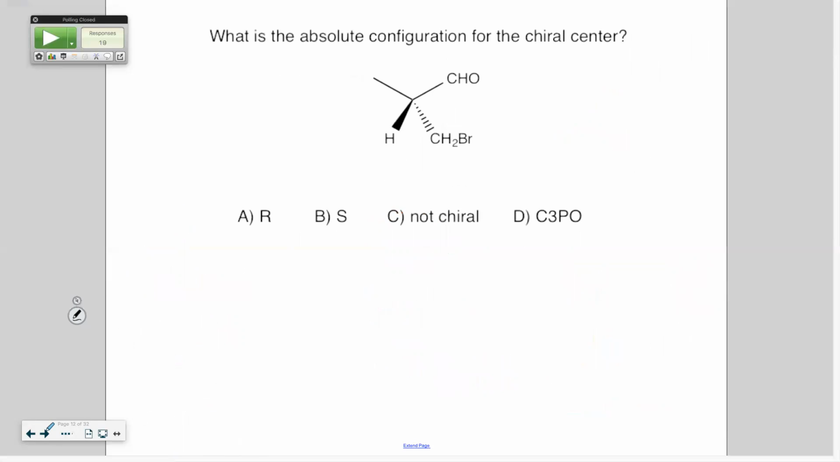Okay, what is the absolute configuration for the chiral center?